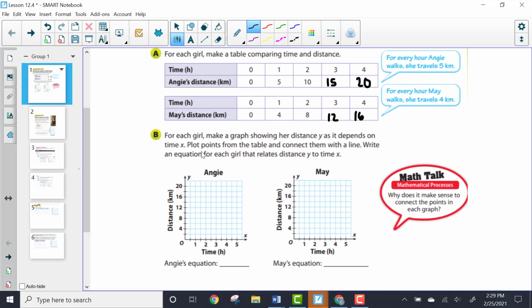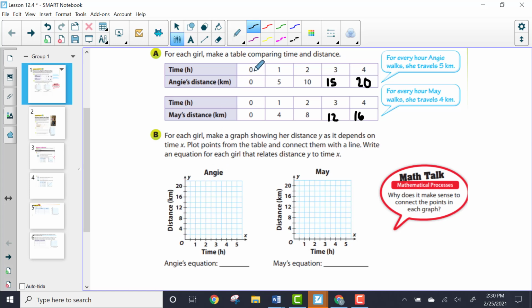Now what we can do is move down another step. So we're representing algebraic relationships in graphs. So this is the table, and this is the graph now. It says for each girl, make a graph showing her distance y as it depends on the time. So again, this is the x-axis for time. This is the independent variable. The distance is the dependent variable. So as the time increases, the distance increases as well.